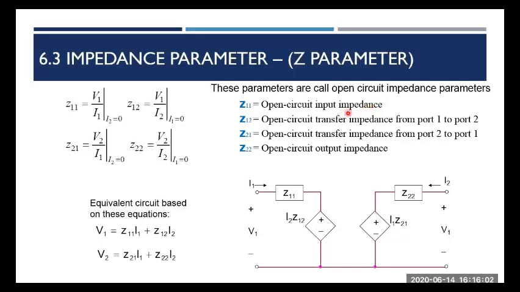Okay, you have Z11 as the input impedance at the input port. You have Z22 as your open circuit output impedance at the output port. And you have the open circuit transfer impedance from port 1 to port 2, and the open circuit transfer impedance from port 2 to port 1. Okay, so this is the equivalent circuit based on the terminal equation. This circuit can only be drawn if you have the information of Z11, Z12, Z21, and Z22. Okay, so this is the equivalent circuit.